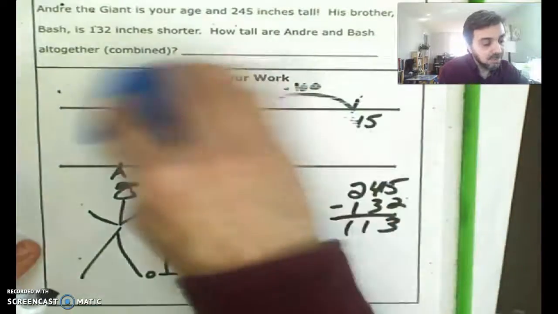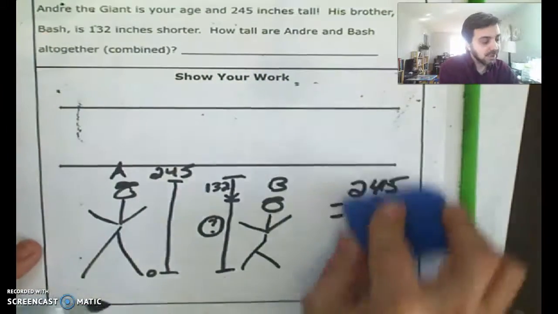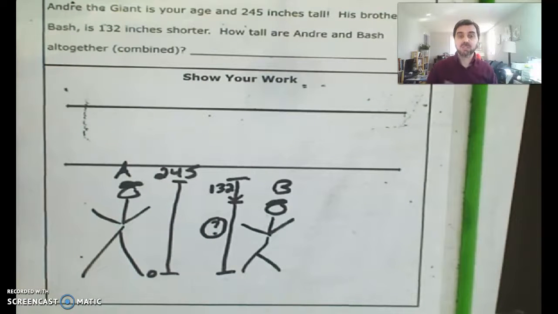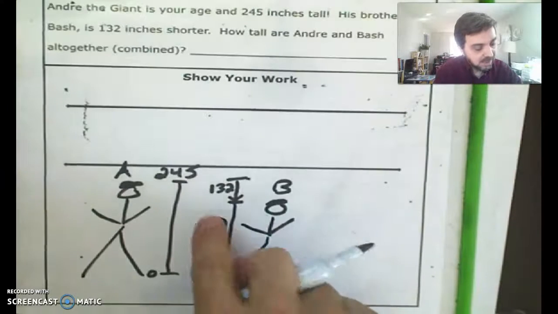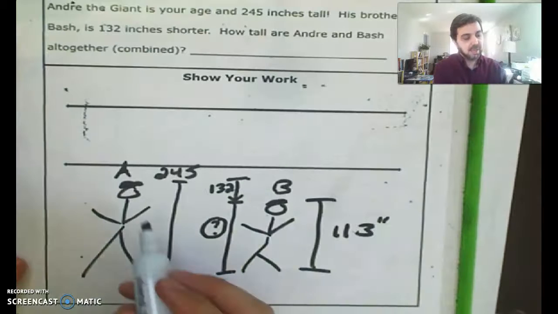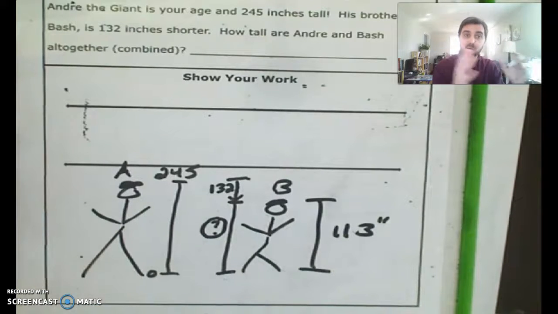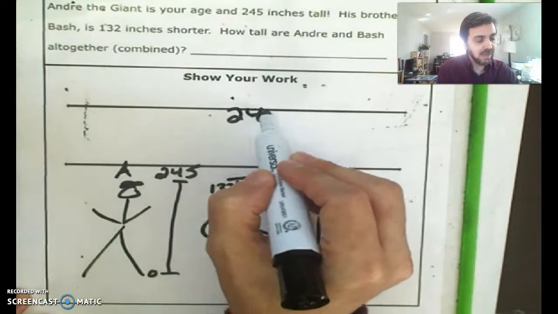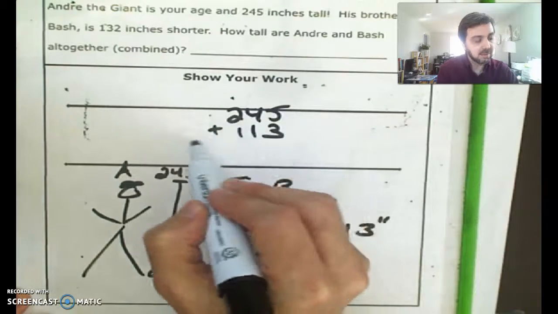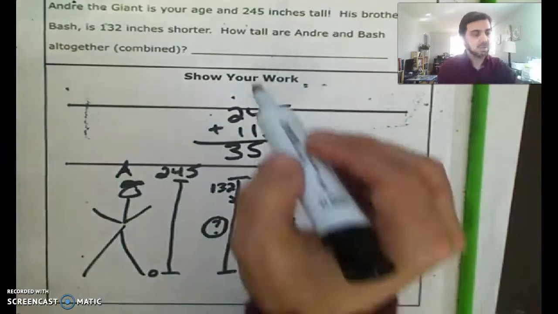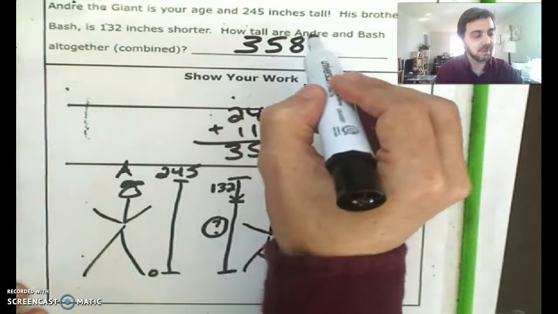So we figured that out. So who put the answer down as 113? All right, but that's not the question. The question is, how tall are they all together? So if we know that he is from here to here is 113 inches, and Andre is 245, we have to add those together, okay? So that shouldn't be too hard. 245 plus 113 gives us 358 inches. Okay, so that would be the answer to that.